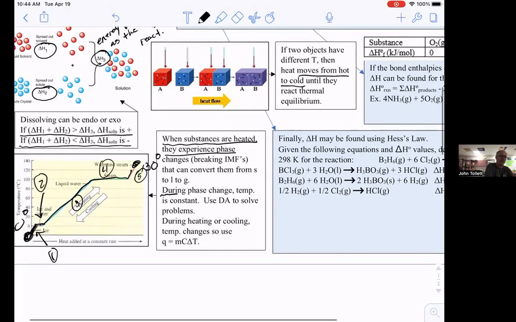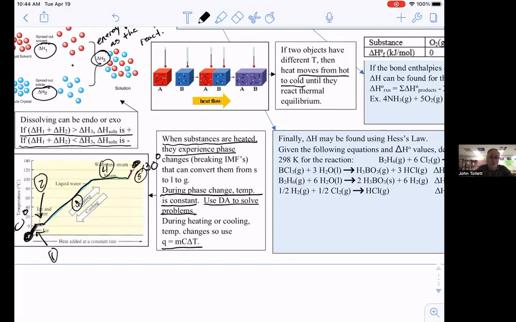During that phase change, notice that the temperature stays the same. You would use dimensional analysis to solve those problems. When there is a temperature change, though, you'll use Q equals MC delta T. That C value will change depending on what state of matter it's in. If it is a liquid, like water, it's 4.18 joules per gram degree C, whereas the specific heat of ice is 2.1 and that of steam is 2.0. Those numbers will be given to you on your AP exam, I'm certain.